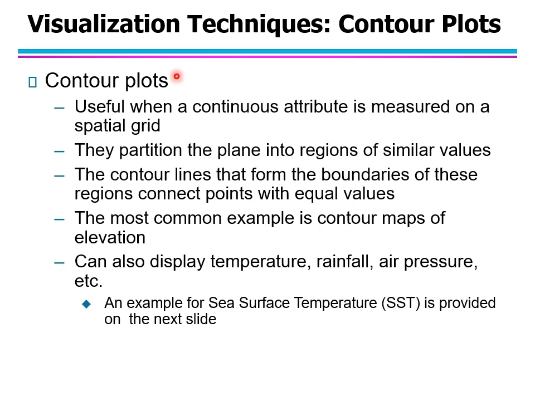This is another visualization, the contour plot. A contour plot is really useful when a continuous attribute is measured on a spatial grid. The contour lines connect points that have the same value of the measured attribute. So the closer the contour lines are to each other, the steeper the change. The regions between lines are often filled with a color gradient to make the transition easier to interpret visually.